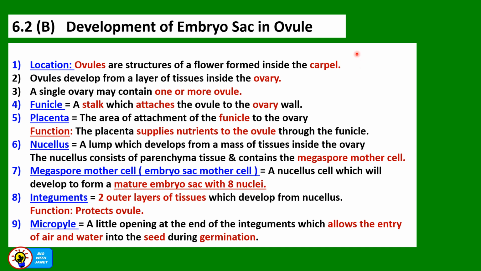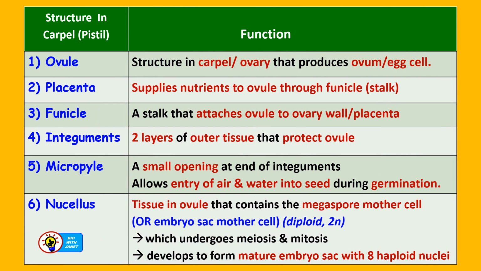So 6.2b, development of the embryo sac in the ovule. These are the notes, and we have discussed this in the previous slide, so you can read through this on your own or copy down the notes. This diagram shows us the functions of the various parts related to the ovule. You can copy this down to be able to answer questions on the functions of parts like the micropyle, integuments or placenta. It's similar to what we discussed in the previous slide.